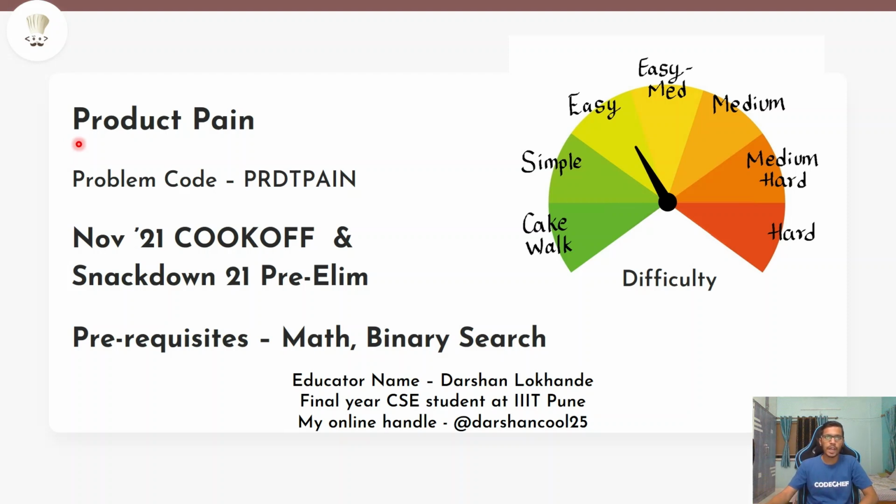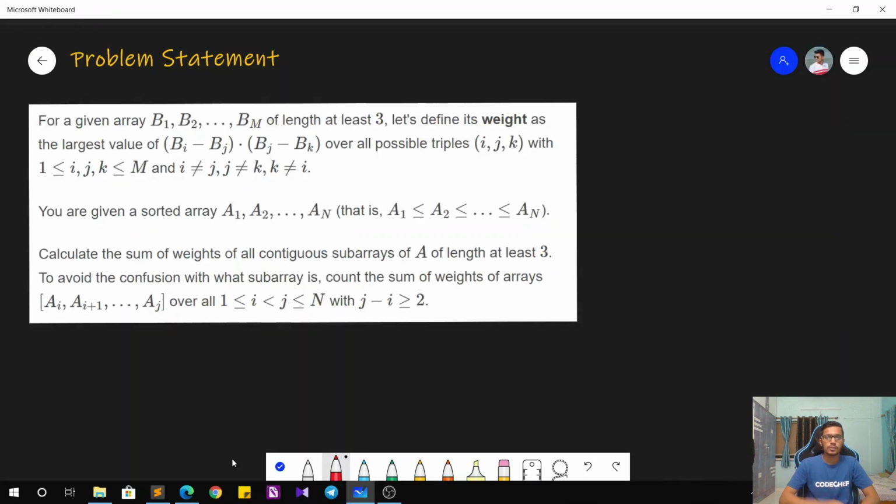The problem that we are going to discuss today is Product Pain. The problem appeared in November 21 Cook-Off and SnackDown 21 pre-elimination and has a difficulty level of easy. The prerequisites to solve this problem include math and binary search. The problem statement goes as follows.